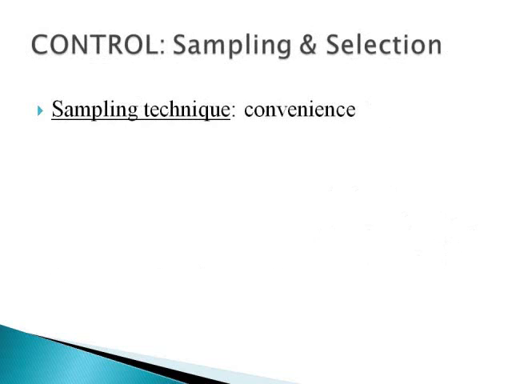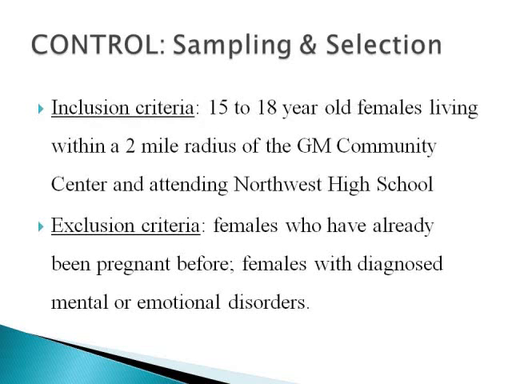Okay, sampling and selection. We're looking at control here, trying to define the sample in such a way that outside influences are at a minimum. And we're going to use a sampling technique called convenience. Anybody we can get to be in this study, we're going to let them in as long as they meet the criteria. Inclusion criteria. Who's going to be in it? We're going to have 15 to 18-year-old females living within a 2-mile radius of the GM Community Center and attending Northwest High School.